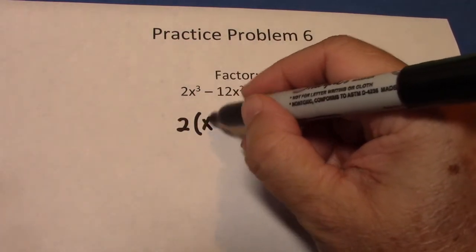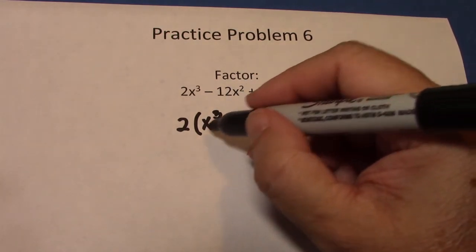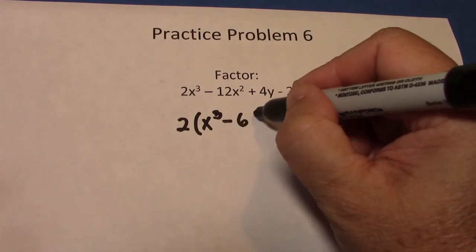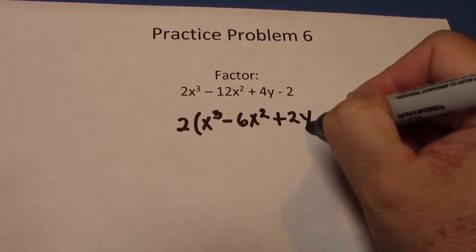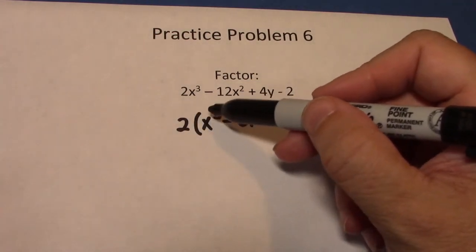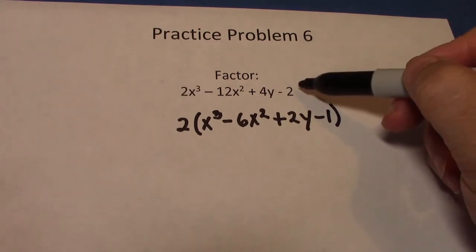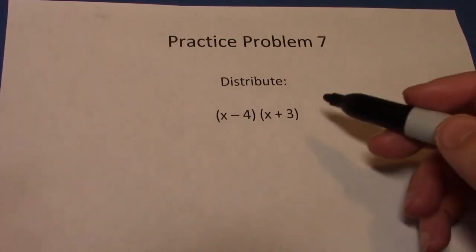So we're left with x cubed here, dividing 12, actually negative 12, by positive 2. We're going to get negative 6x squared. This will give us 2y and minus 1. You can double check by going back and distributing this, and you should wind back up with the same answer you started with. Problem 7 is another distribution problem.